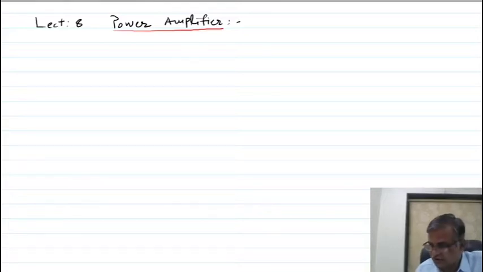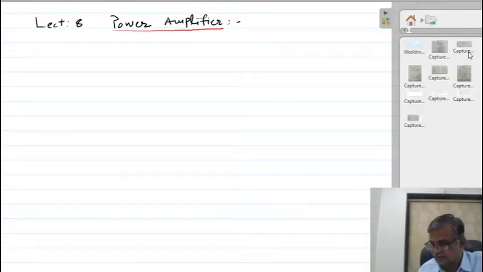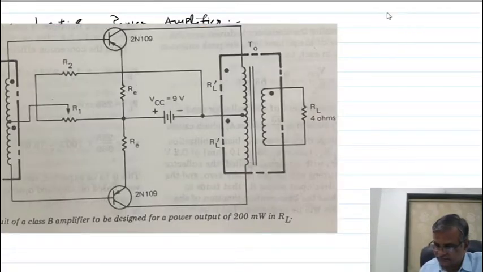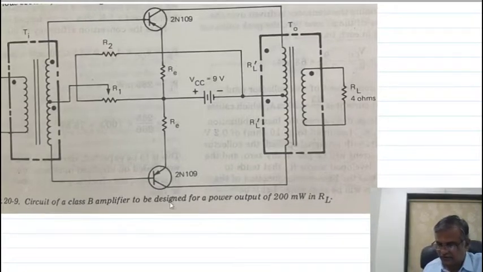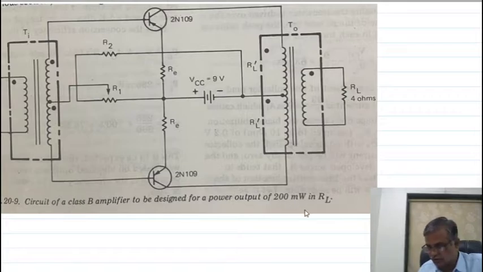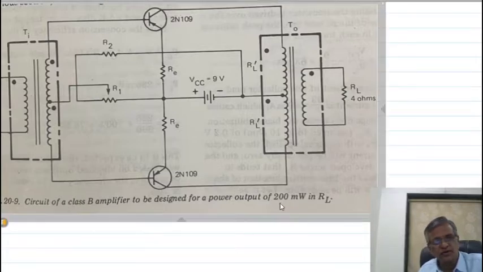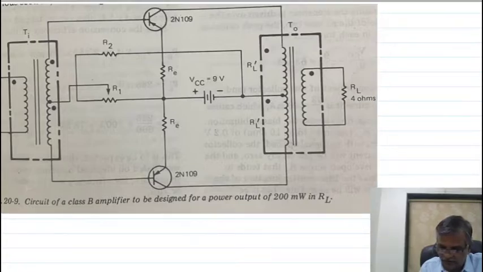This is the circuit they have given. In the question it is mentioned that we want to design this amplifier to deliver how much power? 200 milliwatt power.